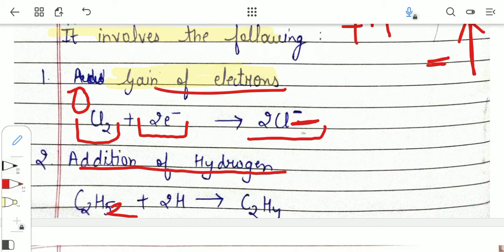Okay, so here there is C2H2, which is acetylene. When it gains 2 electrons, it forms C2H4, which is ethylene. So whenever there is addition of hydrogen to any compound, we say that that is reduction.